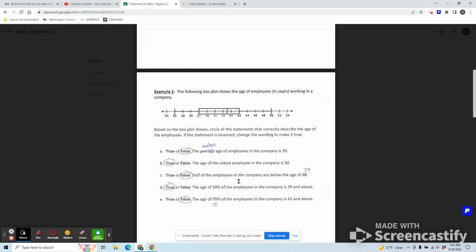The age of 50% of the employees in the company is 39 and above. Well, if from here to over here is 50%, and from here to here is the other 50%, that is going to be true. And the age of 75% of the employees in the company is 42 and above. So here's 42 and above. That's false. That's just 25% of my data.